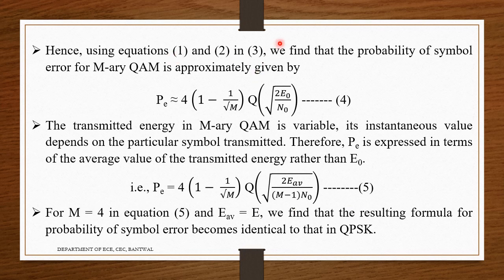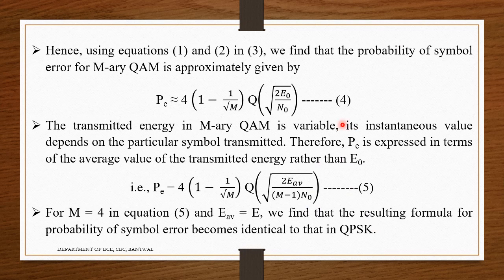So using equations 1, 2 and 3, the probability of the symbol error for M-ary QAM is approximately given by P equal to 4 into 1 minus 1 by square root of M into Q of square root of 2 E naught by N naught. That is equation 4. Now, the transmission energy in M-ary QAM is variable. Its instantaneous value depends on the particular symbol transmitted. Therefore, probability of error is expressed in terms of the average value of the transmitted energy rather than E naught. We cannot say what the instantaneous value is at what time it reaches the destination.